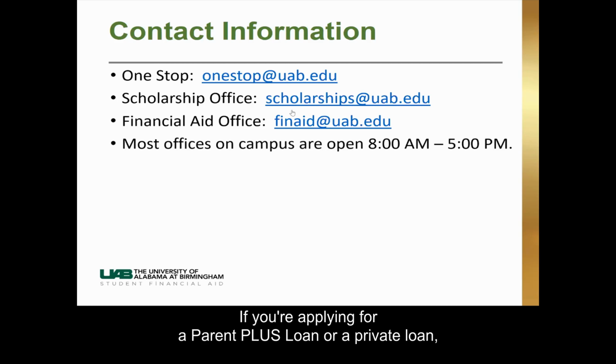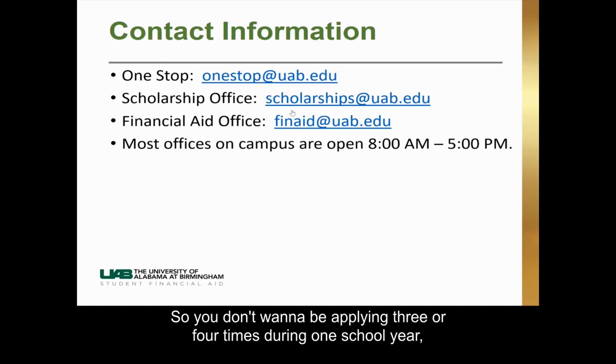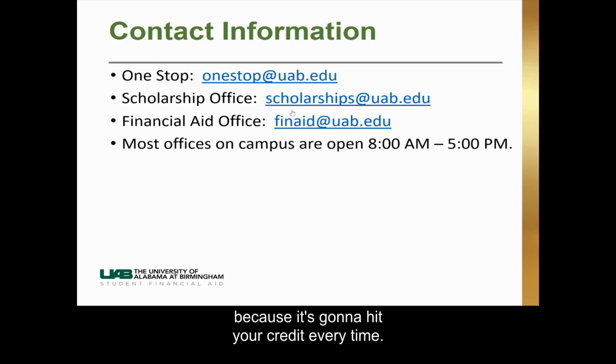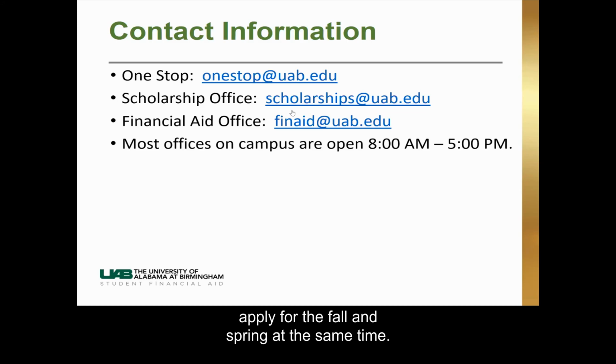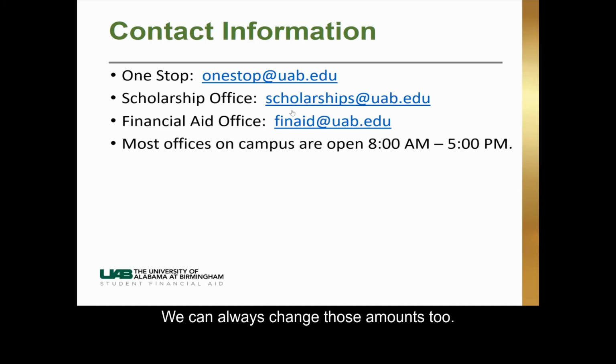If you're applying for a Parent Plus loan or a private loan, I would not recommend that because those loans are credit-based. So you don't want to be applying 3 or 4 times during one school year because it's going to hit your credit every time. That's why for the Parent Plus loan, we recommend you go ahead and apply for the fall and spring at the same time. And that way you'll get half in fall, half in spring. We can always change those amounts too.